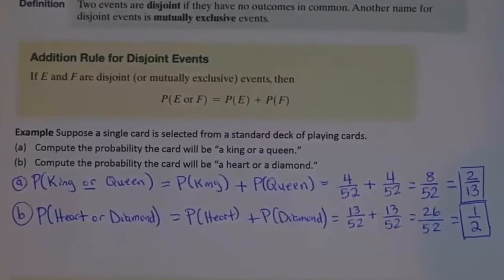So pretty straightforward. If we have disjoint events, we can just add their probabilities to get the probability of one or the other occurring.